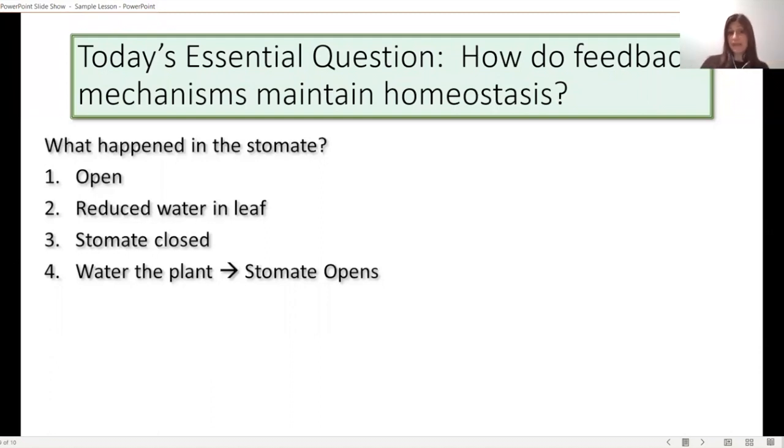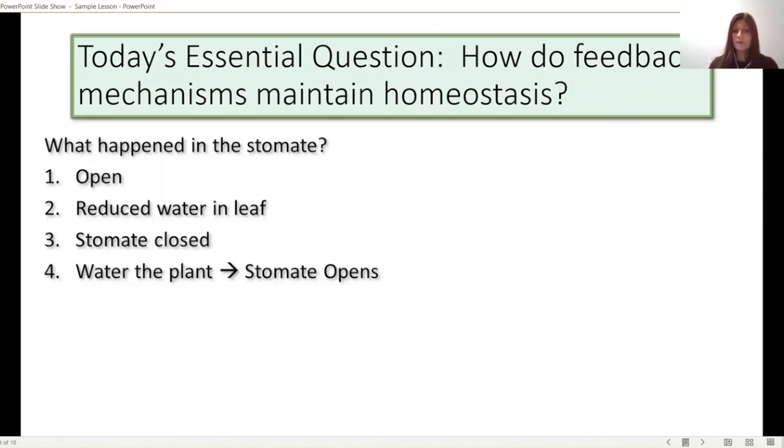So for the plant or any living thing to survive, it has to have a way of correcting itself when there's a change in the environment. In this case, the stomate's closed, prevented water from leaving. The plant isn't going to dry and wilt. It'll stay upright and things will be okay. It'll live off reserves of sugar, stuff that it has stored.